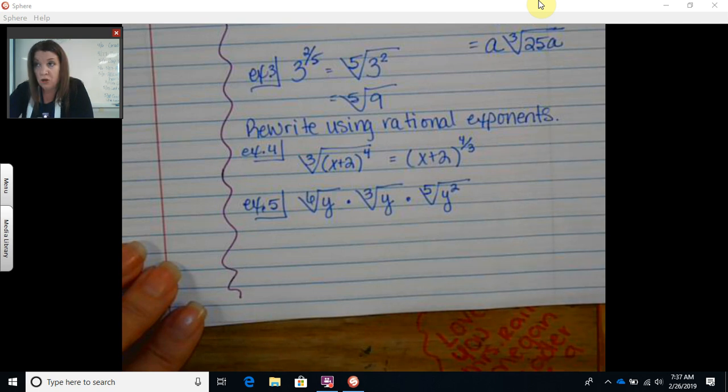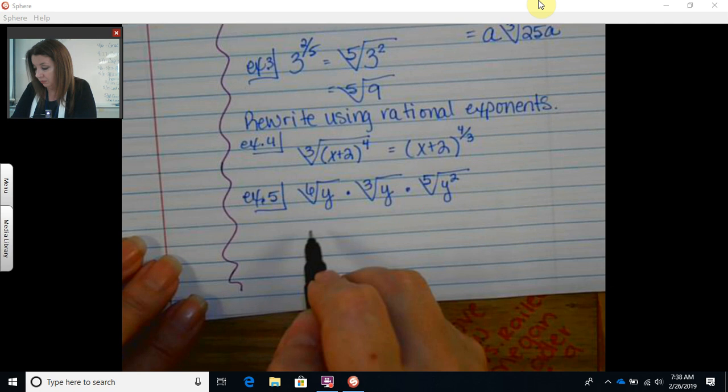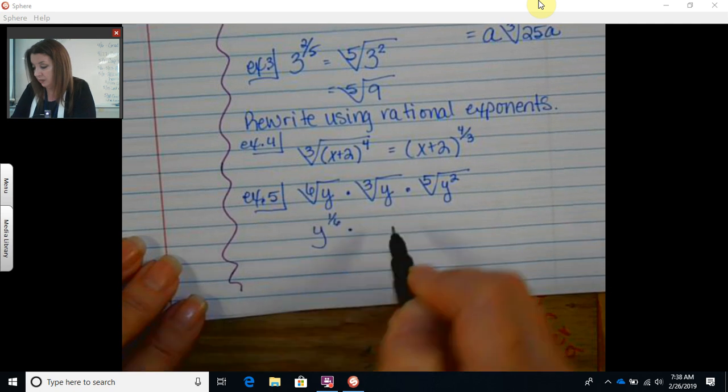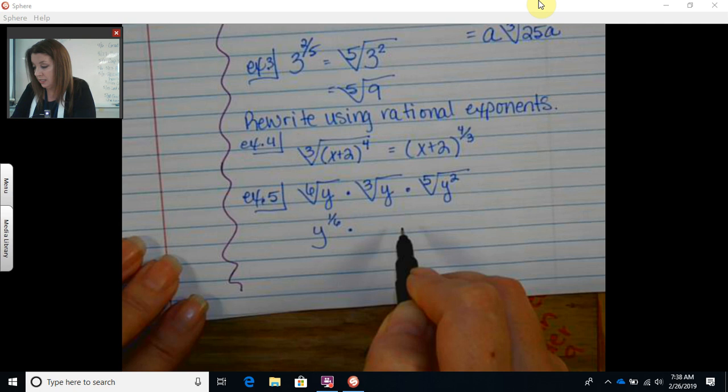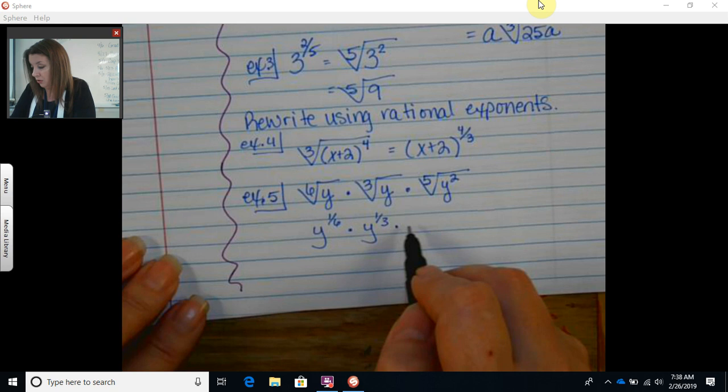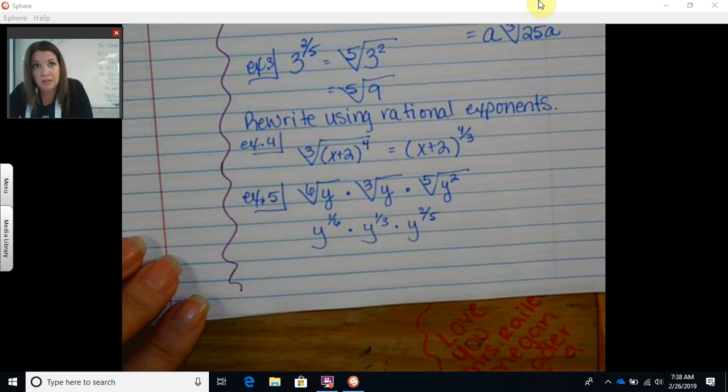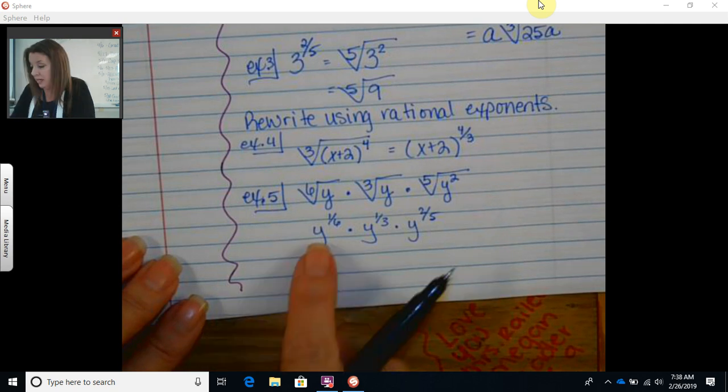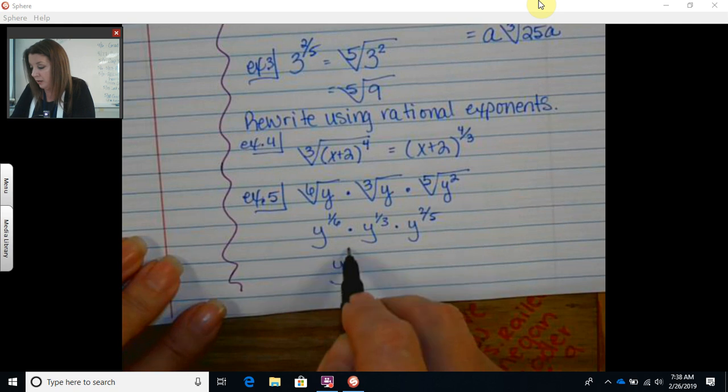So if you were supposed to simplify, you would want to try, okay, well, let me rewrite this as a base with a rational exponent, okay? So what would the 6th root of y be? Y to the 1/6 times what? Y to the 1/3 times y to the 2/5. Good. Now, can I multiply when I have like bases? Yeah, I could totally do that, right? The rule says when you're multiplying and you have like bases, we keep the base and do what? Add the exponents.